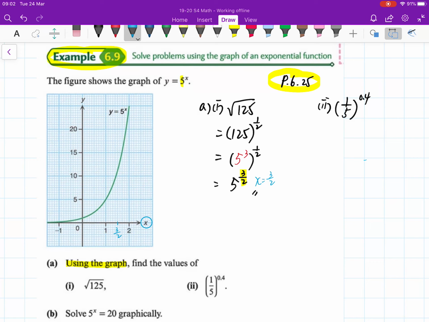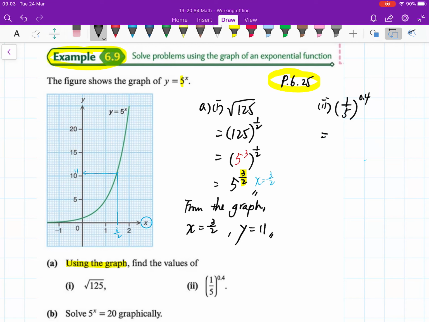And we have to draw a vertical line from the x-axis, until it reaches the green line. And afterwards, we have to draw a horizontal line. And we can see that this time the value is 11. So therefore, we can draw the conclusion from the graph. x is equals to 3 over 2 and y is equals to 11. So this is the end of part A1.